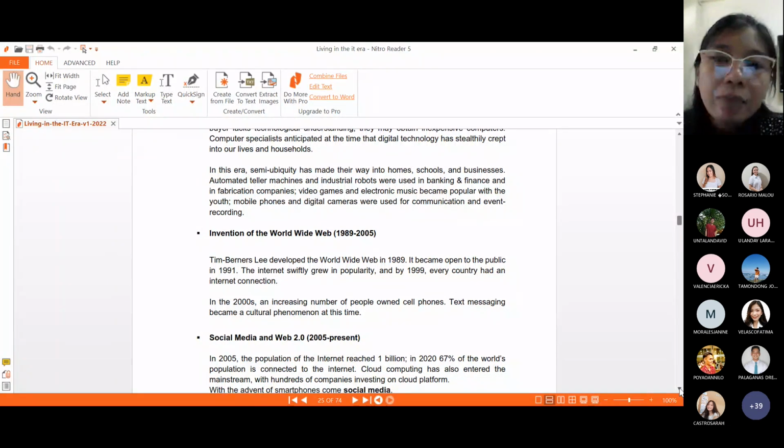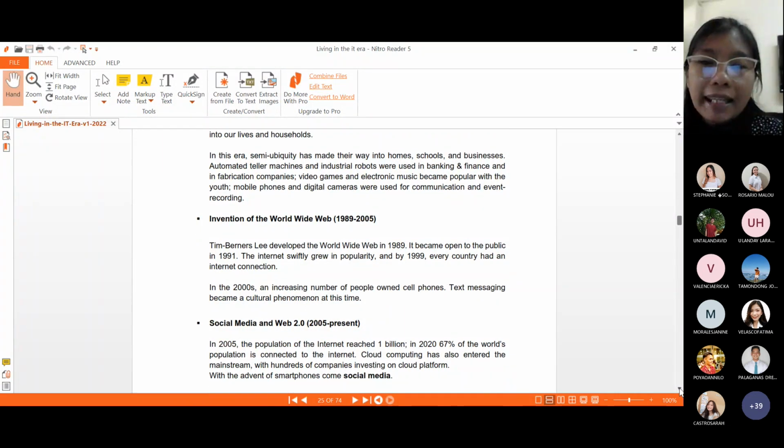Automated teller machines, yung mga ATMs ninyo, and industrial robots were used in banking and finance and in fabrication companies. Video games and electronic music became popular with the youth. Mobile phones and digital cameras were used for communication and event recording. Ayan na. So meron na tayong mga cellphones dyan, mga cameras during that time.